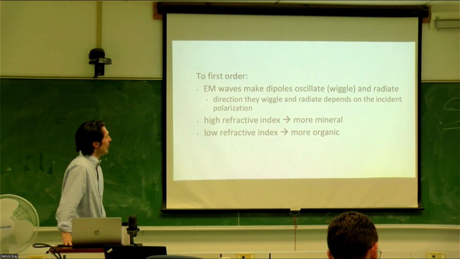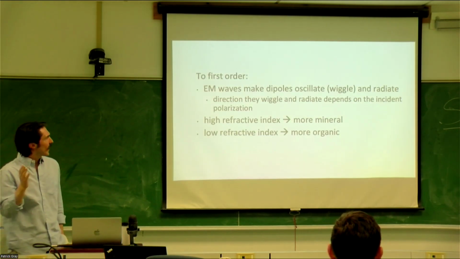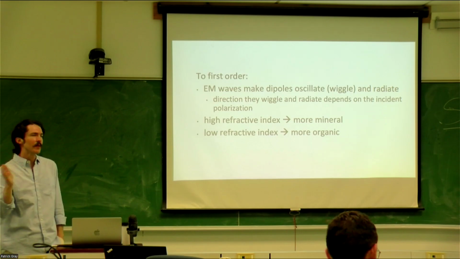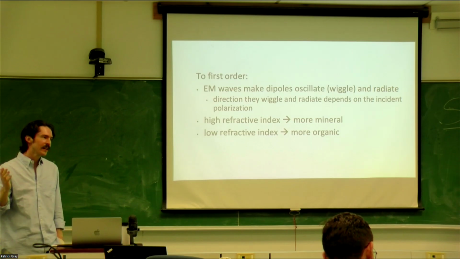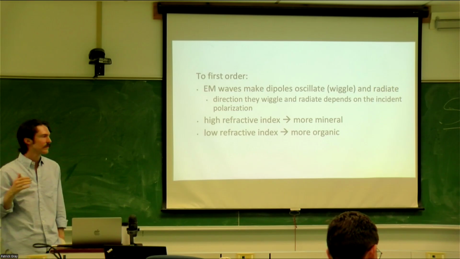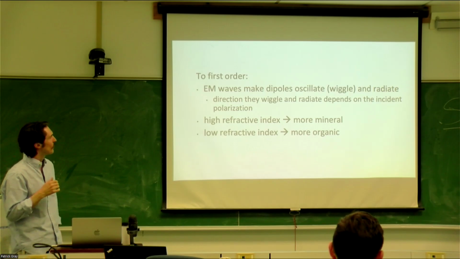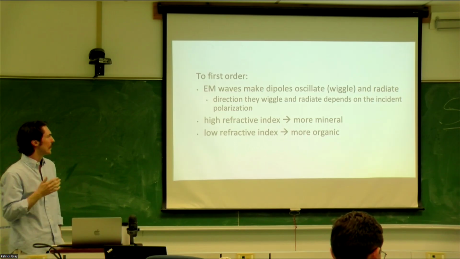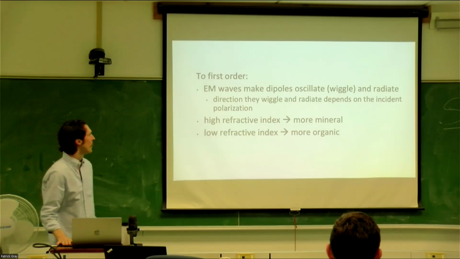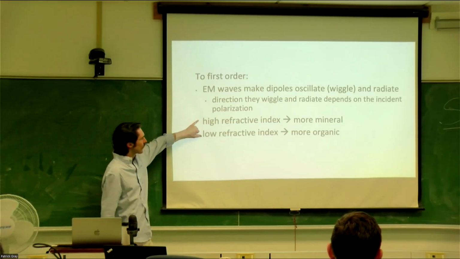Okay. So the big takeaways there are that EM waves make dipoles wiggle. When they wiggle, they radiate. Everything's wiggling unless it's at 0 Kelvin. And the way they radiate depends on that incident polarization. And in general, these are just heuristics to have.